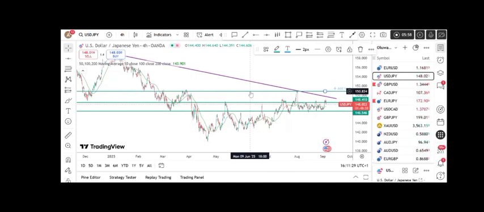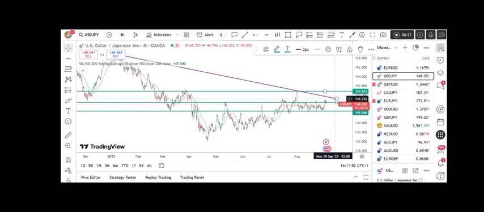So then what do you now do? What do you now use to look for that area of value? What we use is our support and resistance and also the trend line that I've drawn. Then also you can use your moving average to identify your area of value.